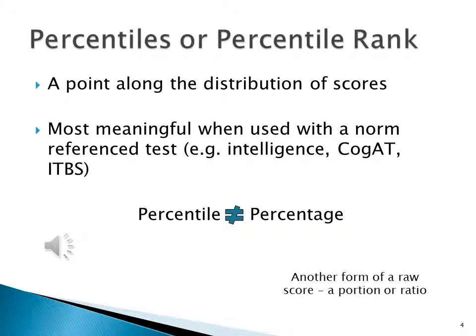A very useful statistic is percentiles or percentile rank. Percentile is a point along the normal distribution of scores. It is most meaningful when used with a norm-referenced test. For example, an intelligence test, COGAT, ITBS. Most commonly confused with percentile is percentage. They are not at all the same thing. The percentile is another form of a raw score. It's a portion or a ratio.